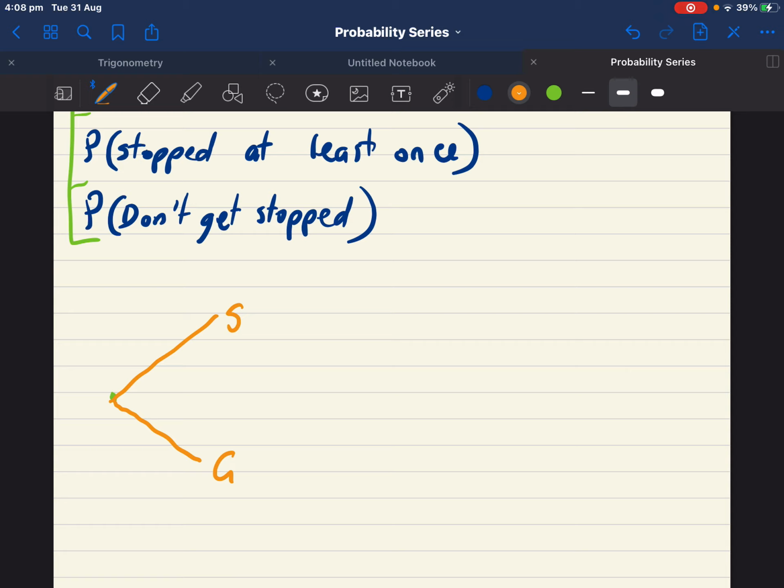And then again, that's the first time you see the traffic lights, but we're seeing it a second time that day. So the second time you see the traffic lights, how many different possible options are there? Again, there's two. So from each of the previous branches, there'll be two new branches. You either get stopped or you get to go through without being stopped. So that leaves us with, in total, 4 different possibilities.